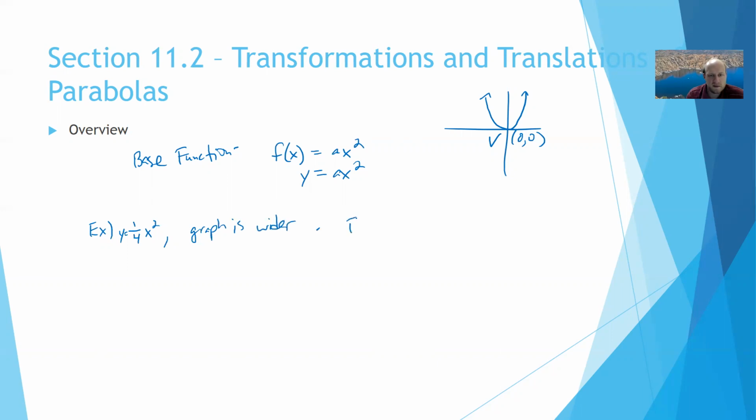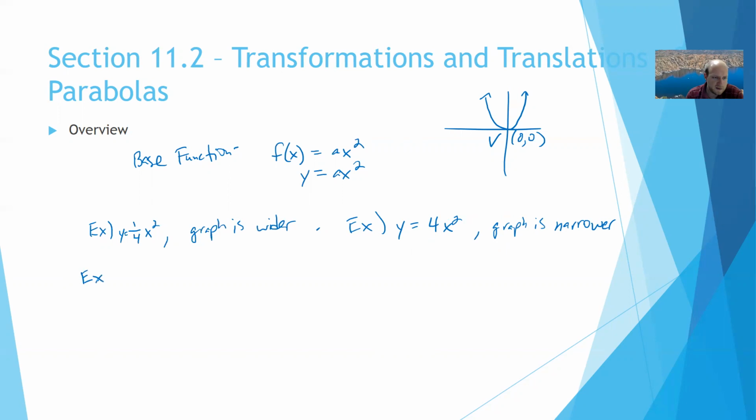But also, if I had y equals 4x squared, what's going to happen there? That's actually going to make the graph narrower, so it's going to be closer to the y-axis. This means the graph is narrower because of the 4.